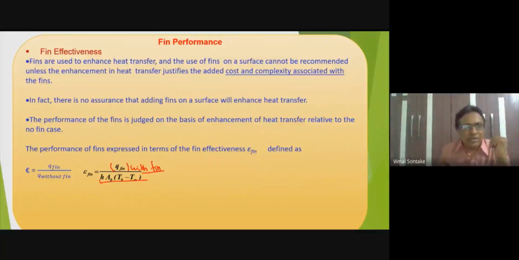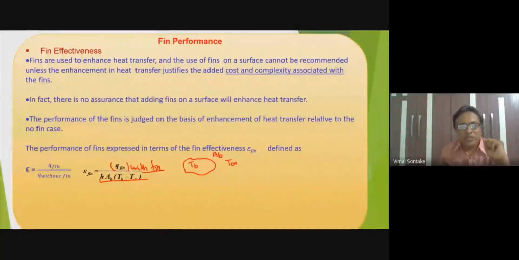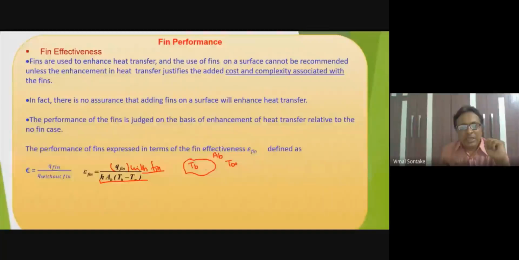Now, in order to understand the significance of this expression, let us consider a base surface of area A_b and temperature T_b, and it is exposed to the fluid at T_infinity. Okay, so had there been no fin attached to this base surface, heat transfer rate will be, that is Q without fin will be h into area of the base surface into (T_b minus T_infinity).